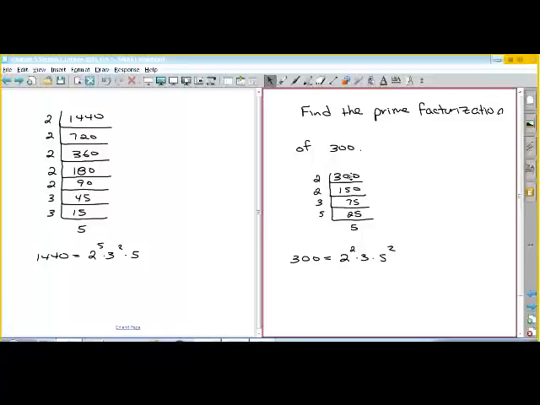The earlier ones: 300, 3 plus 0 plus 0 is 3. 3 is divisible by 3, so this is divisible by 3. 1 plus 5 plus 0 is 6, which is divisible by 3. So these were divisible by 3. I didn't do it at the particular time.